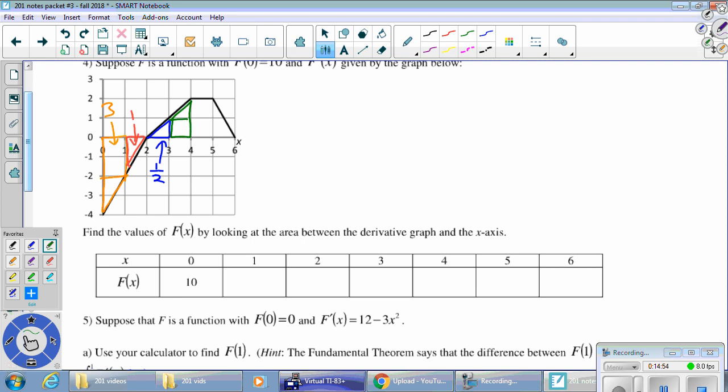We'll cut this one into two. The triangle is the same. The green triangle at the top is the same as the blue triangle. So that's a half plus a 1 by 1 square. So that's a 1.5.